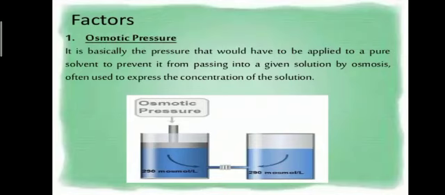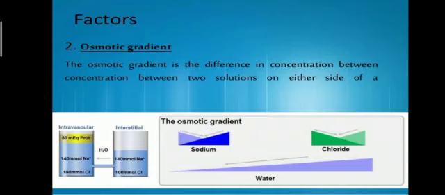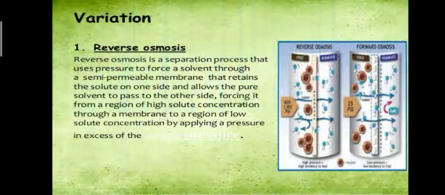If the solvent is replaced by a solution of different concentration, osmosis will still occur from the dilute solution towards the concentrated solution. If the solutions have the same concentrations on both sides, no osmosis will occur and the solutions are said to be isotonic, both having the same osmotic pressure. Osmotic gradient: the osmotic gradient is the difference in concentration between the two solutions on either side of the membrane.